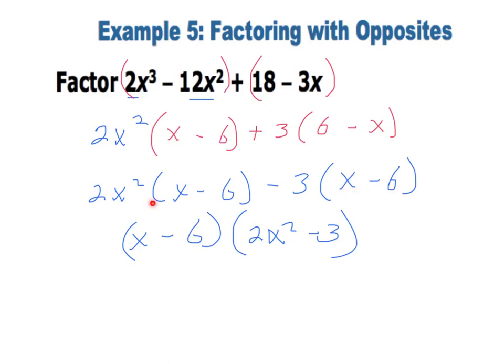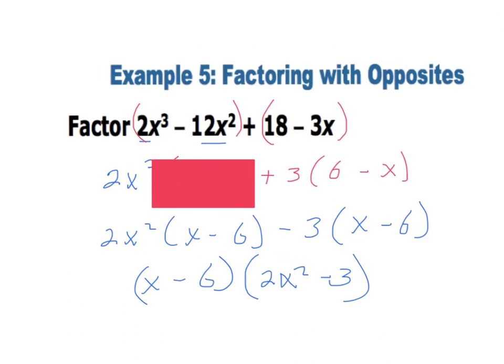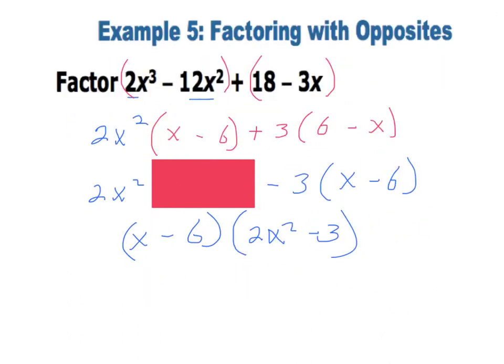Now, compare these two. What's common to these two terms? Well, x minus 6. So I'm going to take this here, factor it out, pull it out there, and then what is left? Well, just remember, if I cover these up right here and right here, what's left over? Well, a 2x squared minus a 3. So we pulled this x minus 6 out, leaving us with 2x squared minus 3.